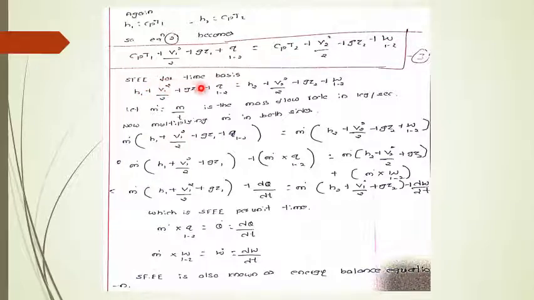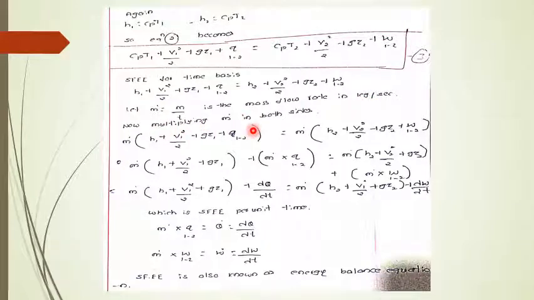This is the steady flow energy equation for mass basis. Let us now have the steady flow energy equation for time basis. Let us consider this equation: h1 plus V1 square by 2 plus gz1 plus Q1-2 equals h2 plus V2 square by 2 plus gz2 plus W1-2. Let m dot equal to m by t, the mass flow rate in kg per second.